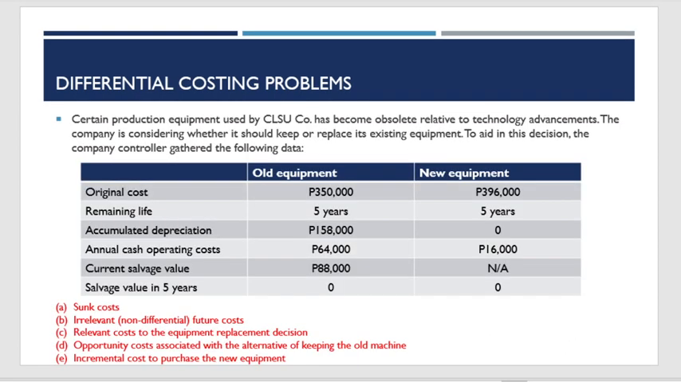Okay, let's proceed more with other items. This is an equipment replacement decision. So please take a look at the problem. Binigyan ka ng old equipment, new equipment. So may details ng cost, remaining life, depreciation, cash operating cost, salvage value, and the current salvage value and the salvage value in 5 years. Okay. The requirement for item A is the sunk cost.